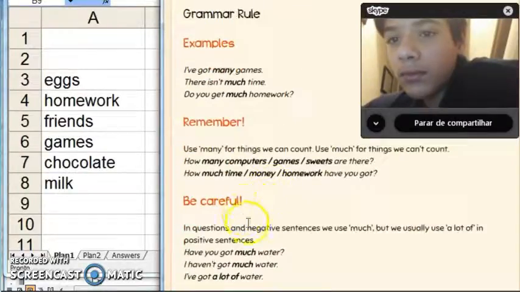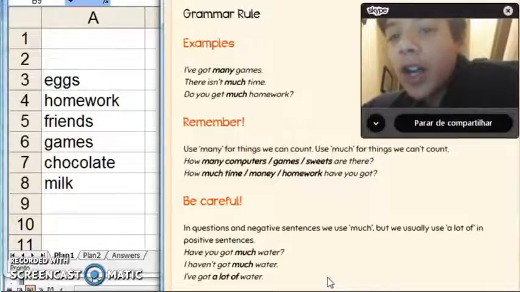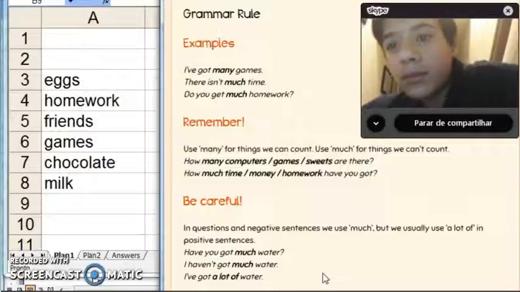So let's see some advice here. Be careful. Can you read again for us? In questions and negative sentences, we use much, but we usually use a lot of in positive sentences. Have you got much water? I haven't got much water. I have got a lot of water. So do you have any questions about this?